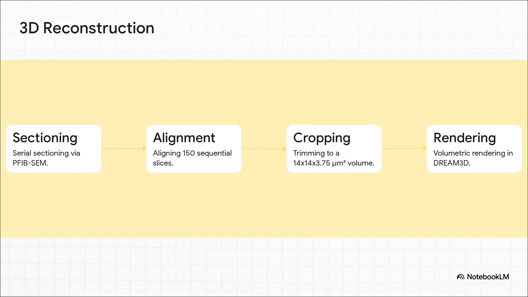Now check out this rigorous 63-hour data acquisition pipeline. Turning those physical samples into a highly resolved digital volume is no small feat. The team used a plasma-focused ion beam scanning electron microscope to carefully mill away 100 nanometer slices. They captured 150 sequential 2D slices in total, and then computationally cropped and rendered them into a precise 14 by 14 by 3.75 cubic micrometer volume using Dream 3D. It's a really brilliant workflow.